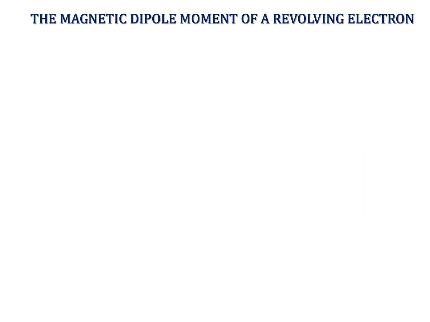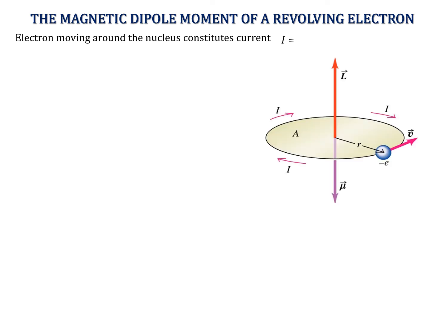We come to the last topic of this lesson now, the magnetic dipole moment of a revolving electron. We know that in an atom, electron revolves around the nucleus, and this revolving electron constitutes current. The electron moving around the nucleus constitutes current. We know current is charge per unit time, charge that is flowing per unit time. Hence, we can write I as e by T. And the direction of current will be opposite to the direction of motion of electron.